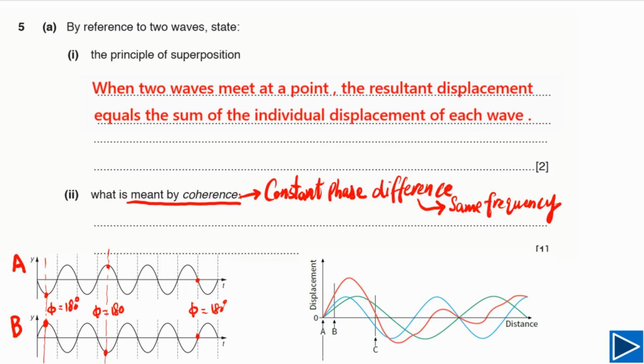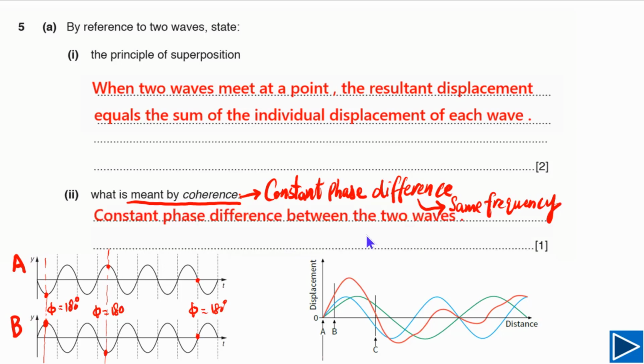So this is how you can write your answer: a constant phase difference between the two waves, and a constant phase difference is only possible if the waves have the same frequency.